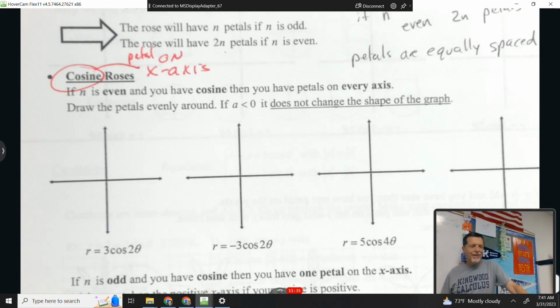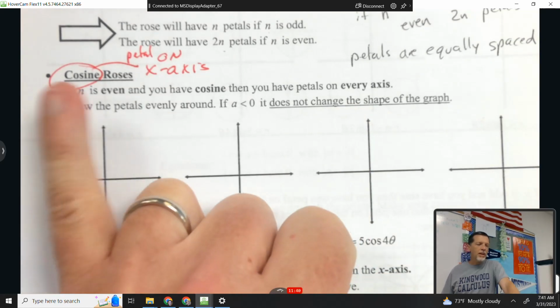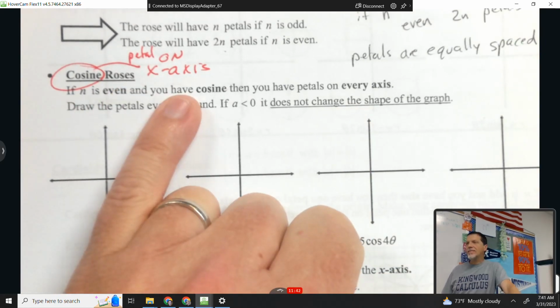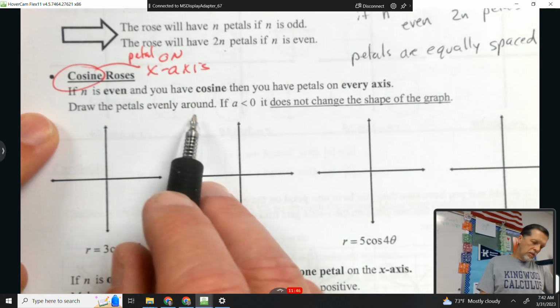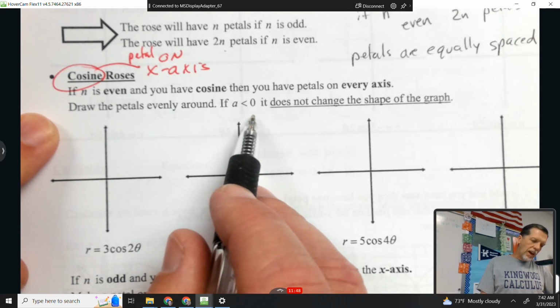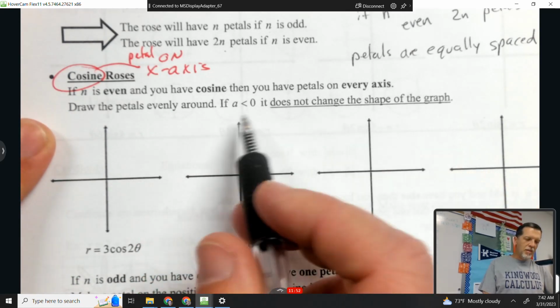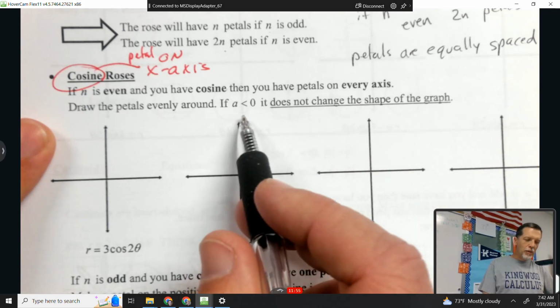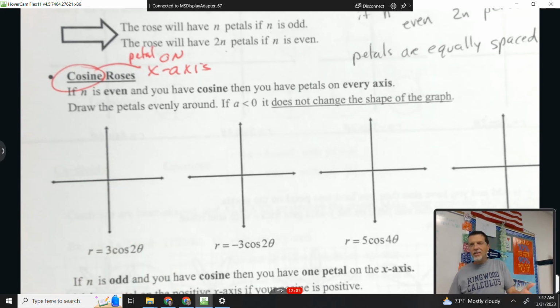It does happen that they'll be on every axis, but I prefer to just remember that cosine lands on the x-axis because cosine and x always go together. Draw the petals evenly around. If a is less than 0, it does not change the shape of the graph. Because if you flip it, it's kind of the same thing for a circle at the middle. If you flip a circle centered at the origin, it doesn't really do anything. Same thing here. If you flip something that already has all kinds of symmetry, then it doesn't matter.